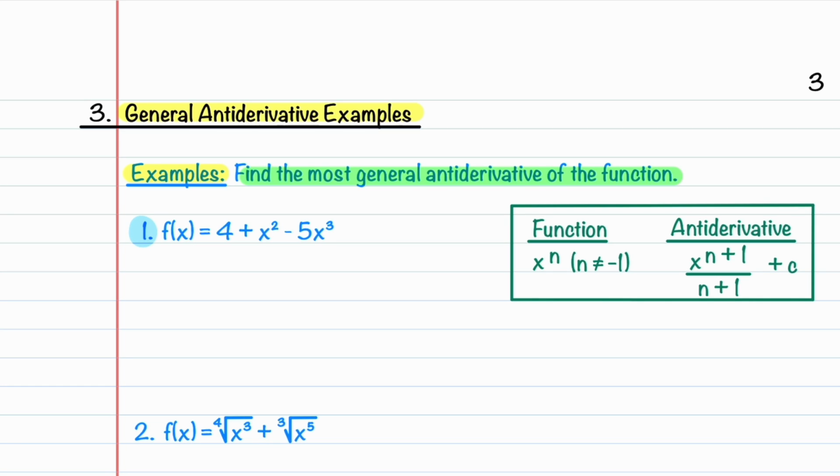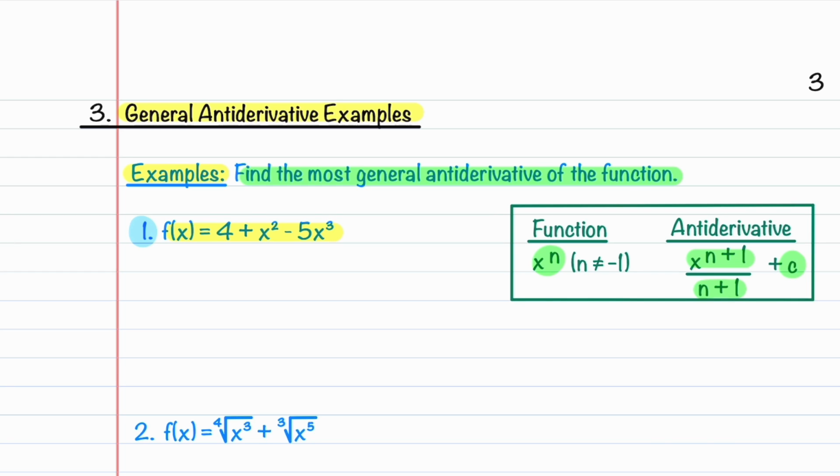The first example that we're going to look at is f of x is equal to 4 plus x squared minus 5x cubed. Just to make things easier, over here on the right, I've written down the function x to the n, as long as n is not equal to minus 1, and its antiderivative x to the n plus 1 divided by n plus 1 plus c.